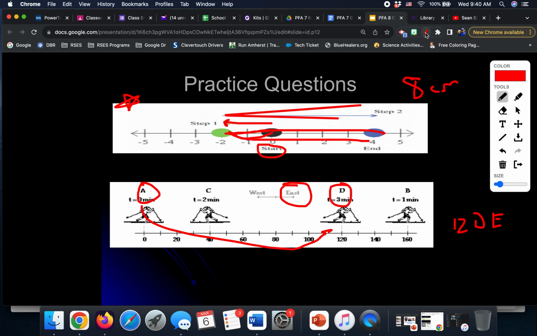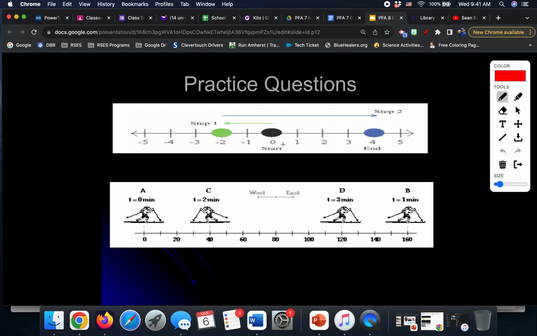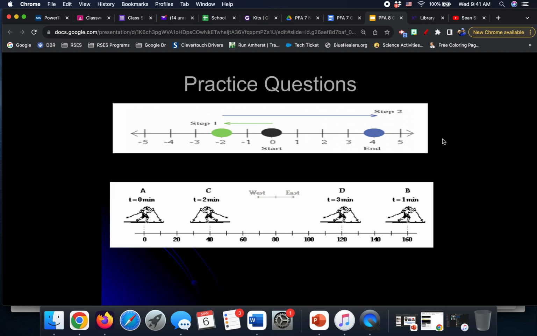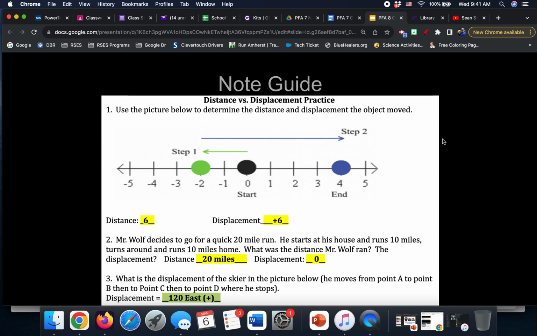But once again, for displacement, all we care about, where do you start? Where do you end? So his displacement was 4 to the east. He moved 4 to the right, 4 to the east. Go ahead and put that in your notes. Pause if you need to. I'm going to move on here in a second. Pause to put that in your notes, and then you are all done and can go work on your Kahoot.